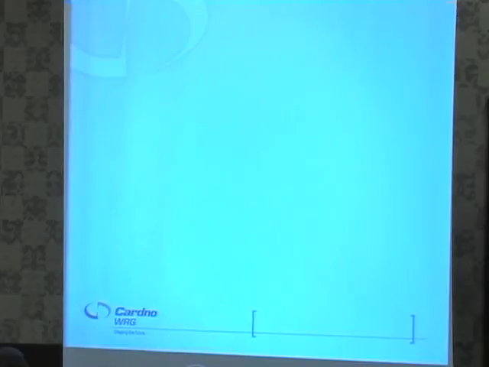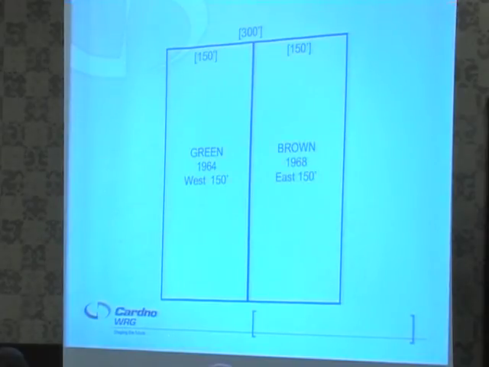Now, same case. It's actually 305 feet wide. Who's the senior owner? Green. What does Green get? 150 feet, exactly. Whatever's left over is what Mr. Brown gets. And whatever's left over is 155 feet wide. In most cases.